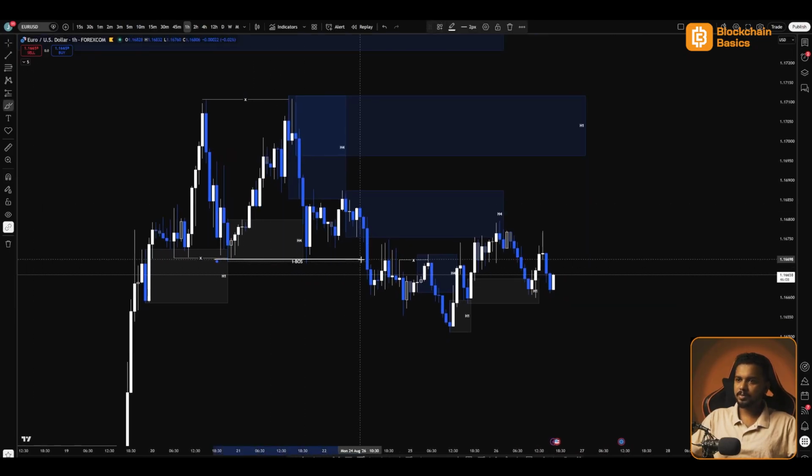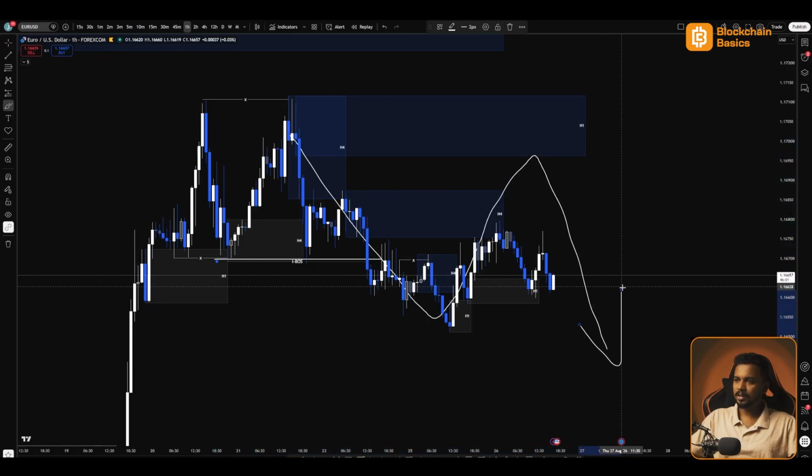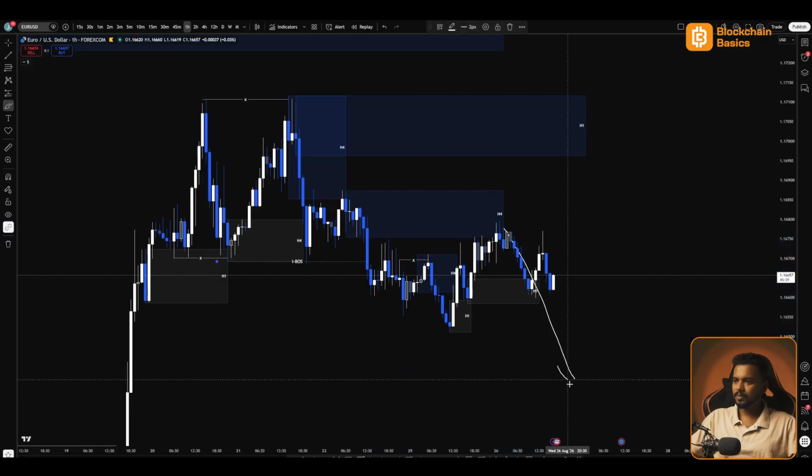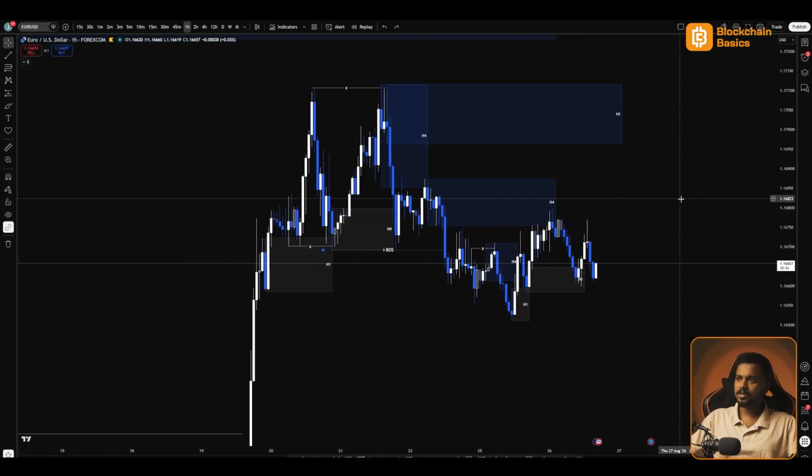My view is bearish because I'm expecting a pullback, and we got a break of structure also as an early indication. So maybe we could have something like this if that happens, or we could just continue from here itself. So let's look at GU.